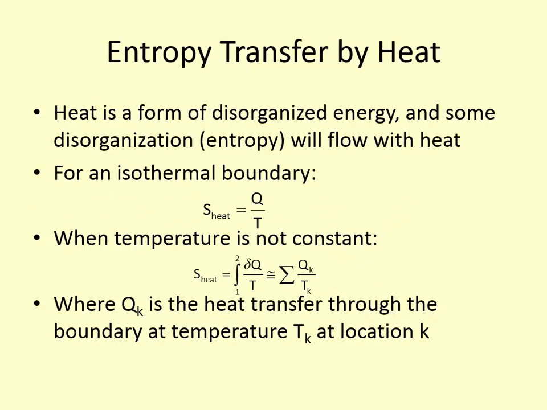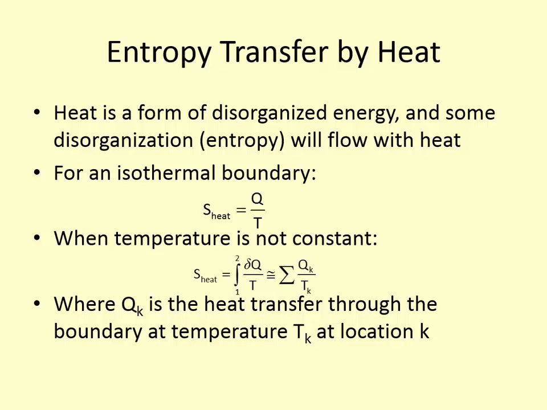Okay, so entropy transfer by heat: if we add heat to a system, we increase the entropy of the system. If we remove heat, then we decrease the entropy of the system. And if our boundary is isothermal, it reduces down to this. So the entropy transferred into a system due to heat is just equal to the total amount of heat transfer divided by the temperature at which that heat transfer occurs.